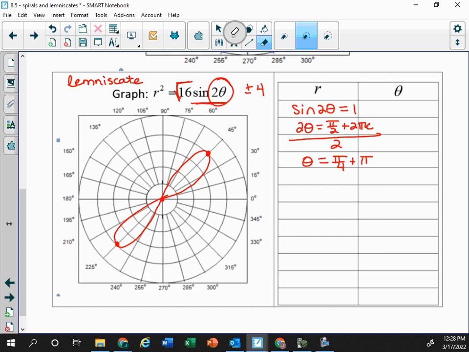All right, guys, so turn the page. I want you to try to graph the one at the top for me. R squared equals 16 cosine 2 theta. Do not overthink it, just graph it. And then check with your neighbor, see if you agree. It should not take you very long to do.